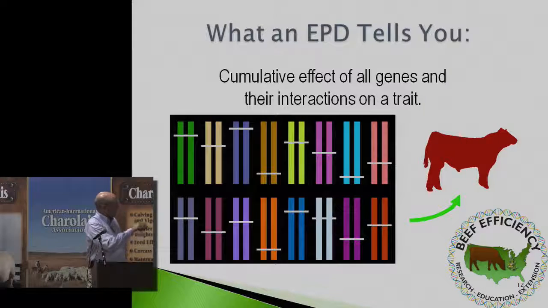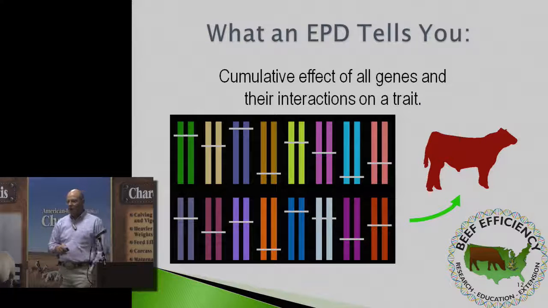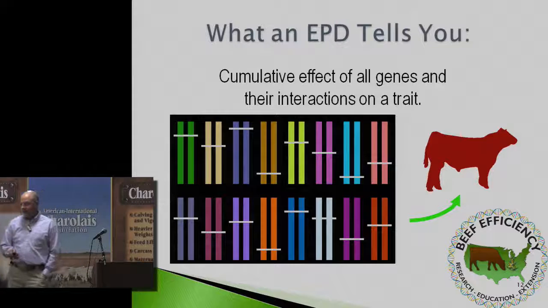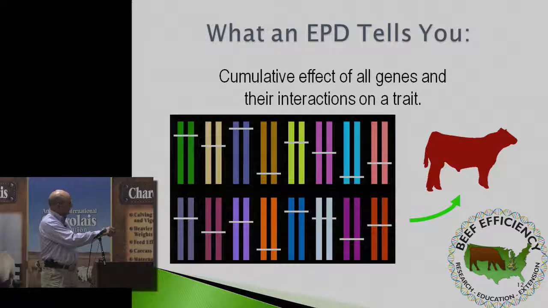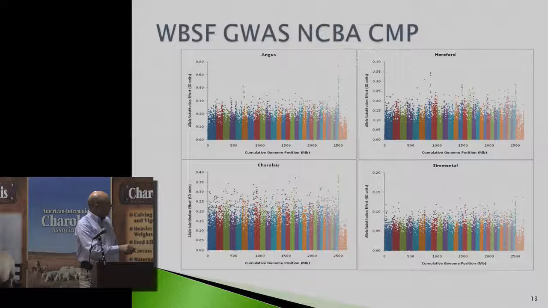So when we decide to make a genomically enhanced EPD, what we do is we gather up all the sources of information that account for variation in a particular trait and put them together. That's what this does. And we'll talk a little bit about how to do that as we move ahead.